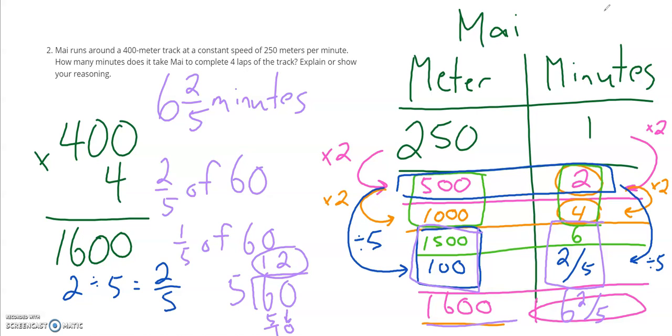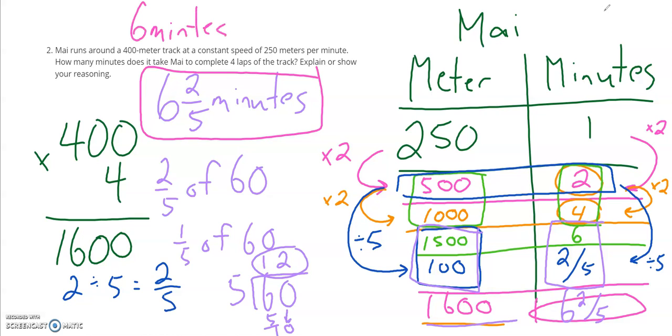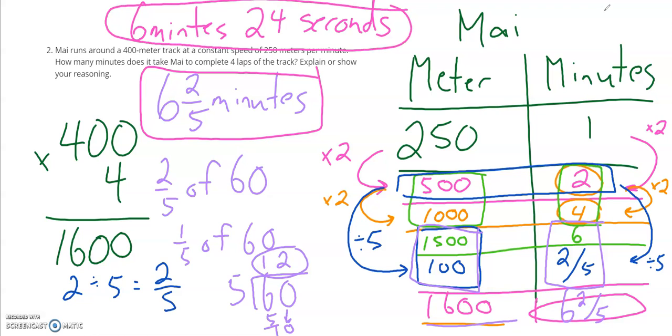So we could have this as our answer, 6 2/5 minutes, or 6 minutes and 24 seconds. Both of these solutions are correct.